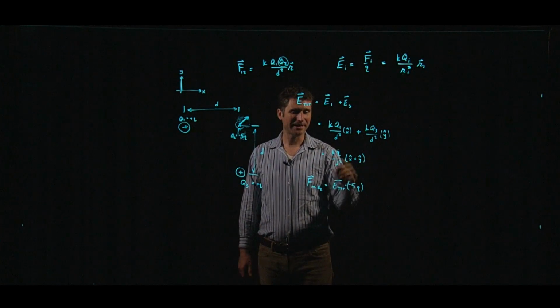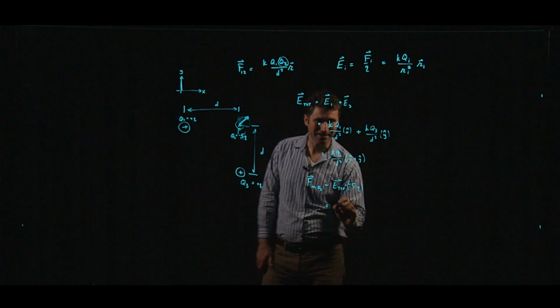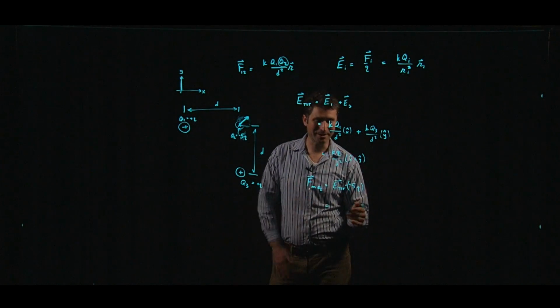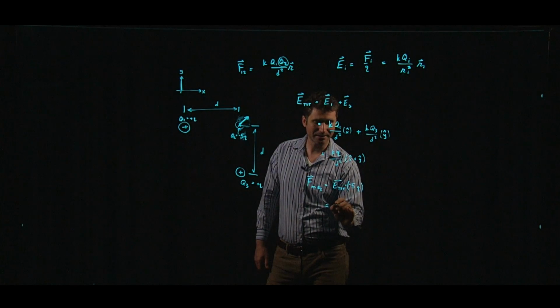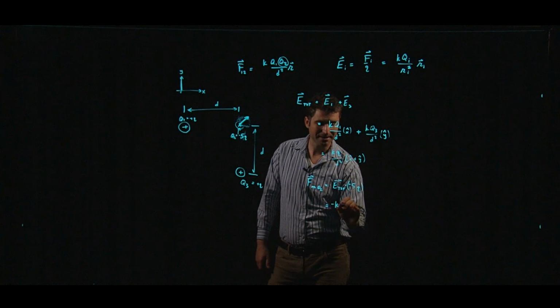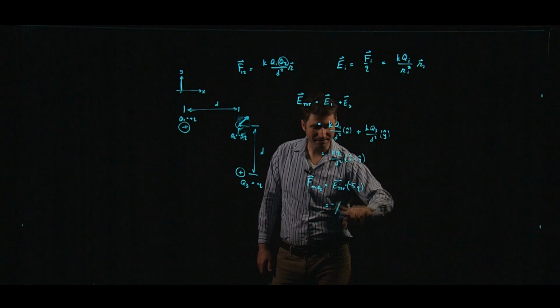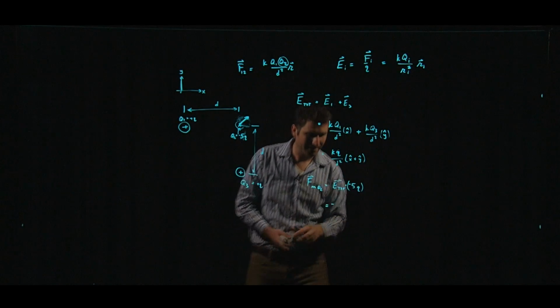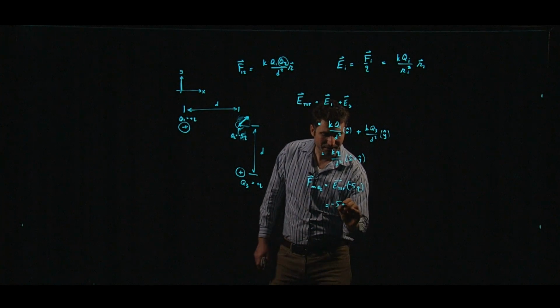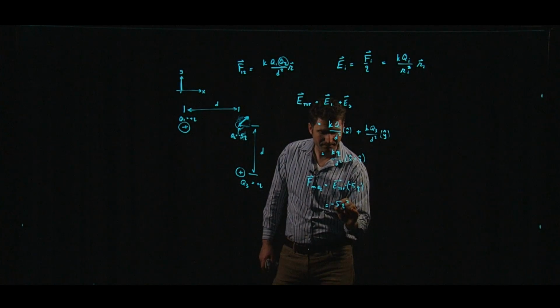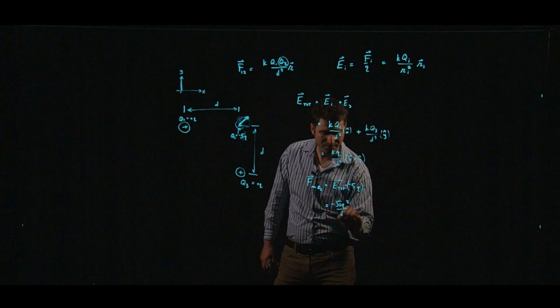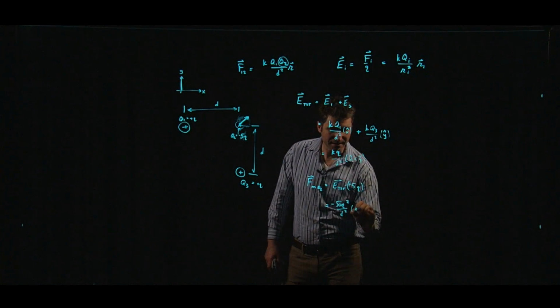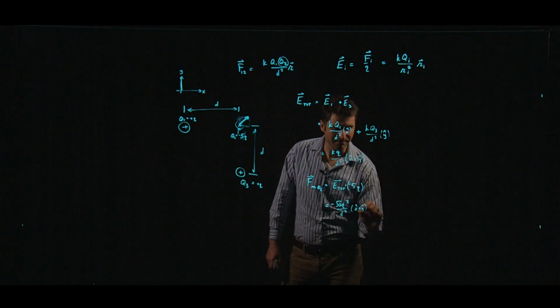So finally, I can add all these together by multiplying, and you'll find that I have a minus K. Let's put our constants out in front here. And we'll have a minus 5KQ squared over d squared in the x hat plus y hat direction.